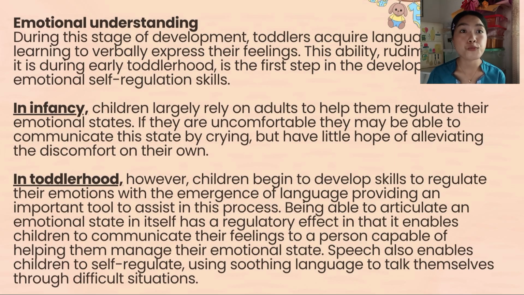So, the emergence of language is they can already better communicate with their caregivers. Speech enables children to self-regulate using soothing language to talk themselves through difficult situations. For example, if that child wants to go to the CR, they can already say those things to their caregivers. Or if there's something painful in parts of their body, they can already start to point at it. So, my tummy hurts, something like that.